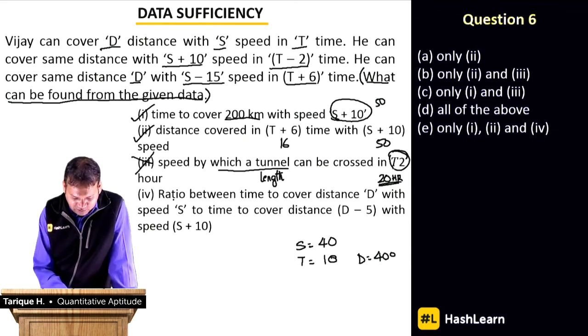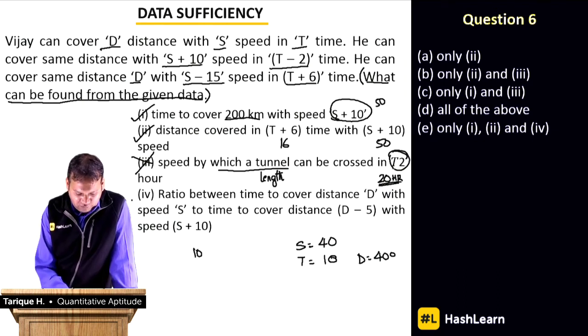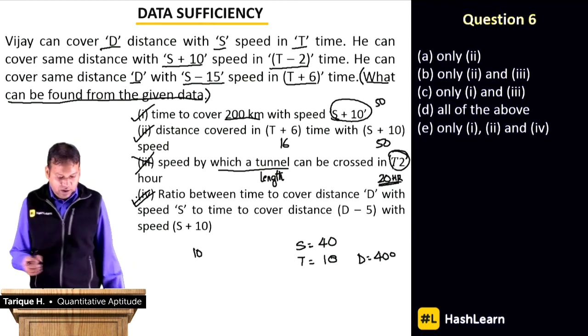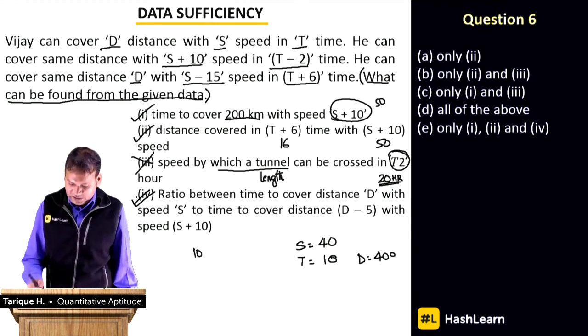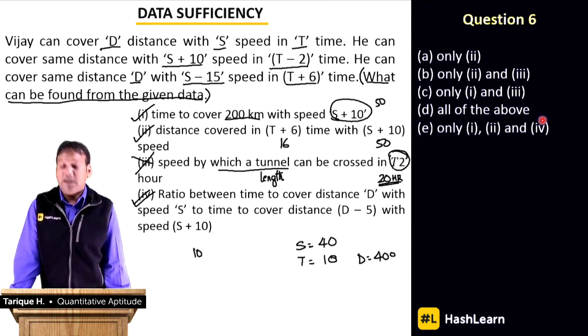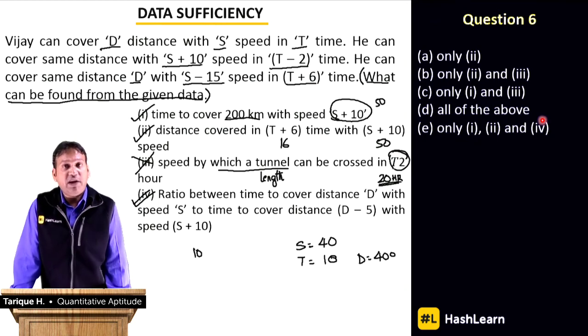Now the fourth one: ratio between time to cover distance D, that is 400, with speed S, which is 40, that is 10, to cover distance D minus 5 with speed. So we can solve the fourth one also, because we know S, we know T, we know D. So 1, 2 and 4 should be the correct answer, which means the correct answer is this one. This is a very unique type of data sufficiency question which people have not seen in other exams. This came in the IBPS PO 2018 examinations, a very new type.